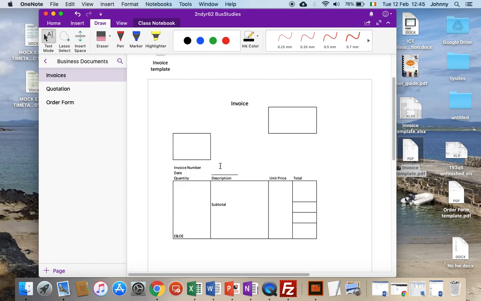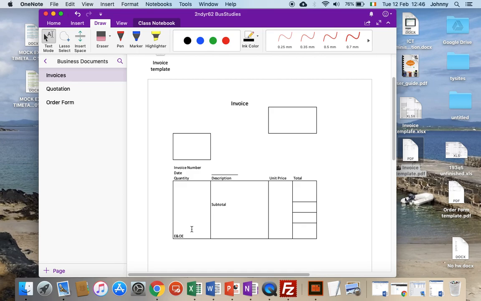We might have an invoice number, which is usually to keep track of them. So if a business is selling 1,000 different orders a week, we need to keep track of all of our different orders. So we'll give each individual sale an invoice number and the date that the sale happened.